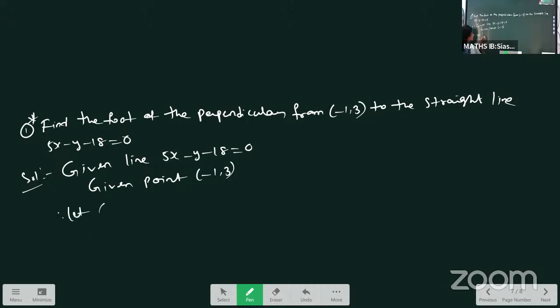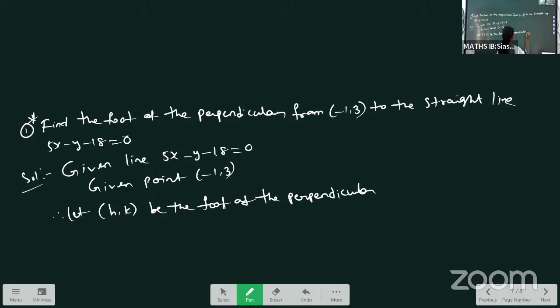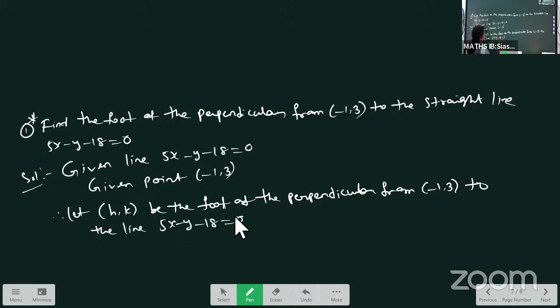So what you have to mention? Let (h, k) be the foot of the perpendicular from (-1, 3) to the given line. What is that given line? The line 5x minus y minus 18 is equal to 0.